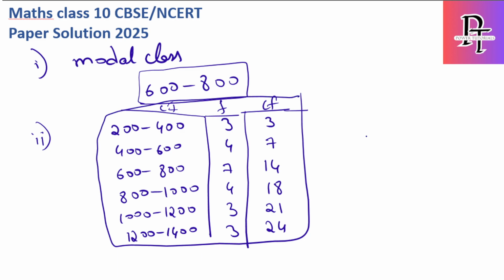So n value is 24. For median, what you have to do is find n by 2 first. n by 2 is 12. So 12 belongs to this class. So this is the median class.